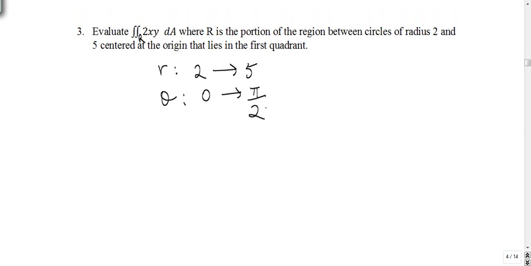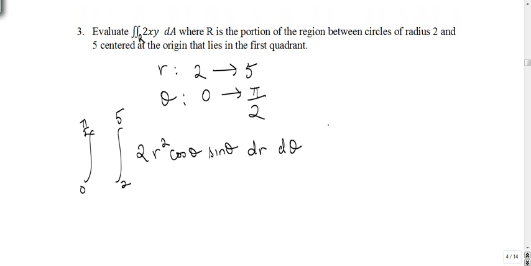Okay, I think we're ready to set up. So let's go. Put in your integrals. 0 to pi over 2. 2 to 5. 2xy ends up being what? Tell me. 2r squared cosine theta sine theta dr d theta. Agree? Am I missing something? The Jacobian. Fantastic. Beautiful. So let's put that as r cubed. All right? And I hope you understand why I put it as r cubed, because I'm multiplying by the Jacobian r.